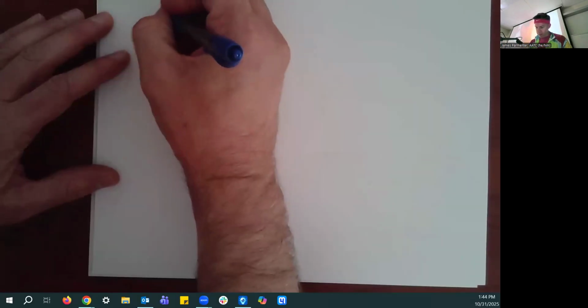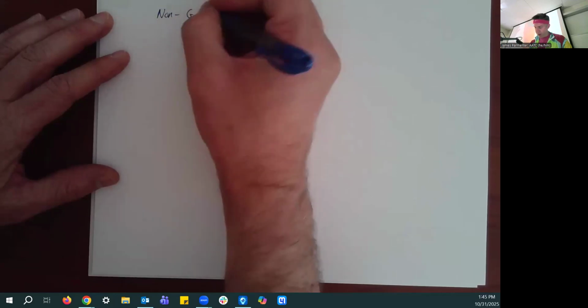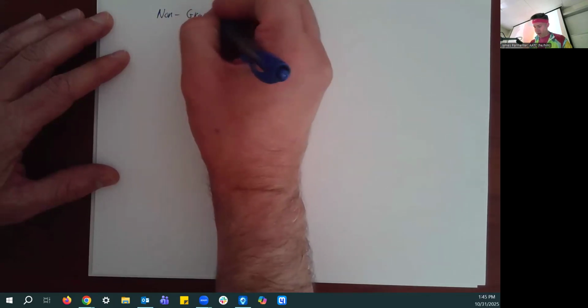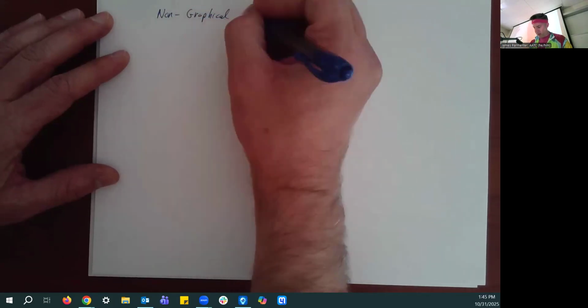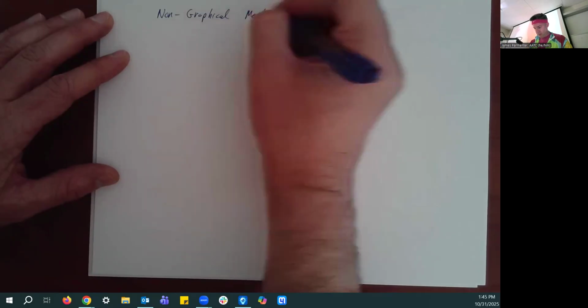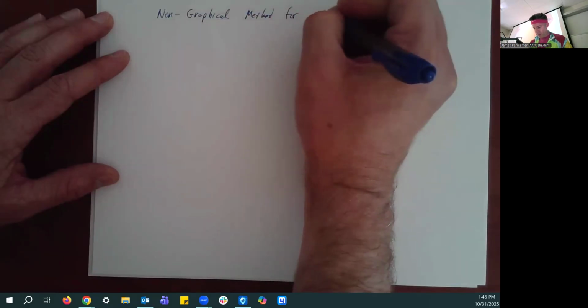So here's the non-graphical method. I feel like there's a better name for it. It might be called like the analytical method. I don't know. Non-graphical method for classifying equilibria stability.